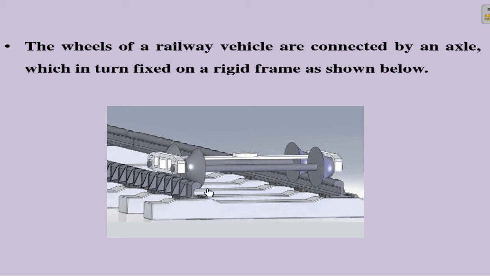This is again the rail. What you can see here is the coning. This portion has a larger circumference. This portion has a lesser circumference. Same as on the left side, you can see on the right side also.